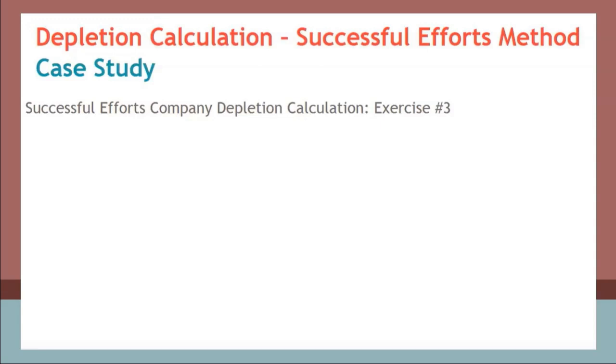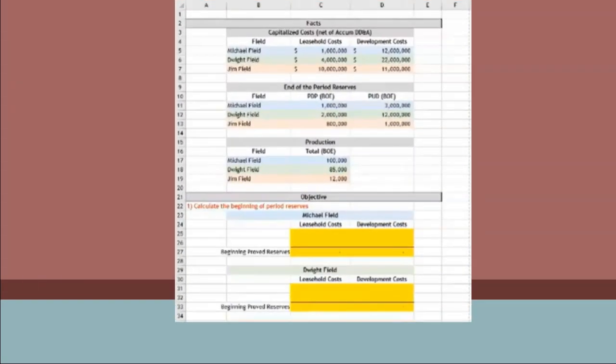Okay, so we're going to try and do an exercise real quick. Hopefully you still have that Excel open, this Excel over here where we see the Michael, Dwight, and Jim field. If anyone's not seeing that, please let me know. Because we're running out of time a little bit, I'm probably just going to work this through.